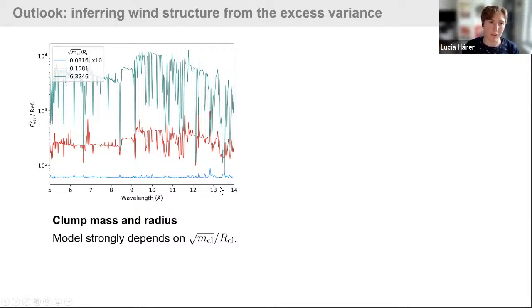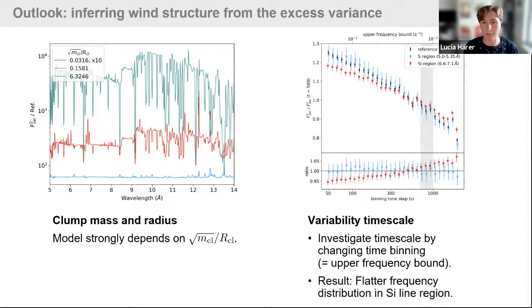But still, it is quite nice to see that we have a strong dependence here, and it also means that future versions of the model might be able to fit this parameter. But still, this only gives a ratio of the clump mass and radius. If we want to disentangle these two parameters, we need an additional tool, namely timescale measurements. And we have also done this in the data of Cygnus X-1.